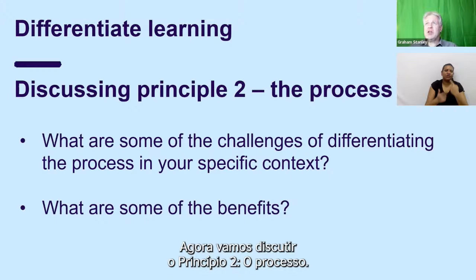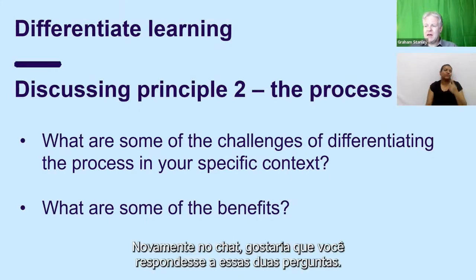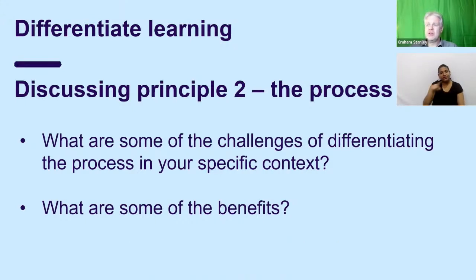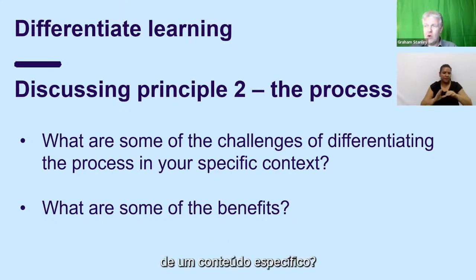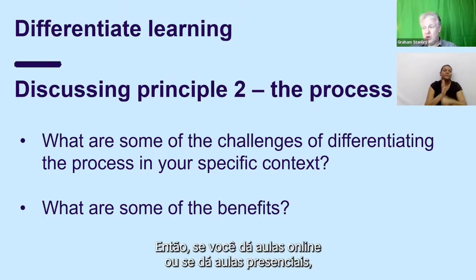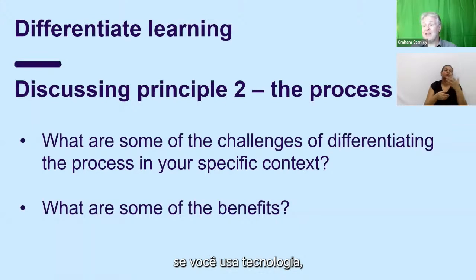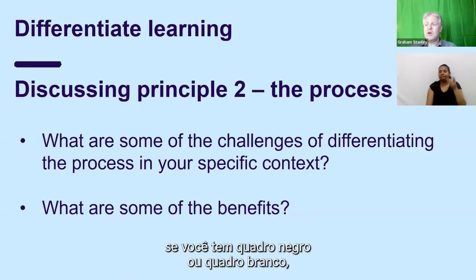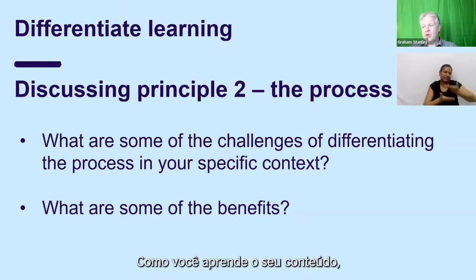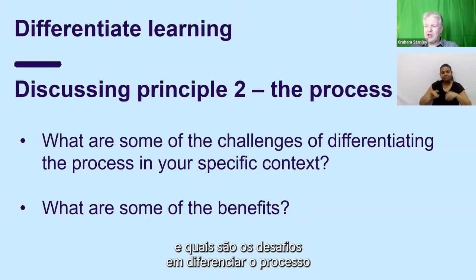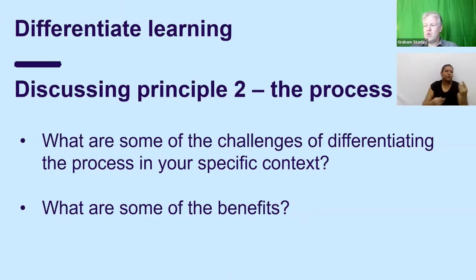Now, let's discuss principle 2, the process. Again, in the chat, I would like you to put your answers to these 2 questions. The first question is, what are some of the challenges of differentiating the process in your specific context? So if you teach online, or if you teach in a face-to-face classroom, if you use technology, if you have a blackboard, a whiteboard, does the classroom have fixed chairs, etc.? Think about your space, how you learn, your context, and what are the challenges in differentiating the process with your specific context. And what are the benefits?